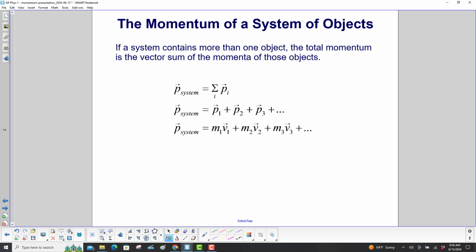If a system contains more than one object, the total momentum is the vector sum of the momenta of those objects. So here's our equation. Total momentum is the sum of each individual momenta. So that's P1 plus P2 plus P3 plus however many other objects you have. And then substitute M1 V1 in for P1, M2 V2 for P2, etc.